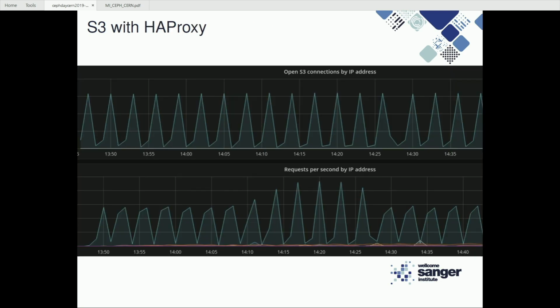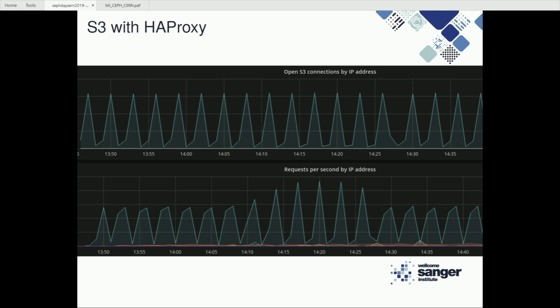And the effect of that means that our graphs now look rather more like this. The top graph, again, is open connections by IP address. And you can see those peaks and troughs there as the client downloads some more data. It tries to hold all of its connections open, but HAProxy says, well, these connections are idle. We're going to disconnect them. And S3 clients handle that sort of thing transparently. So the users don't notice that you can't keep their connections open all the time.